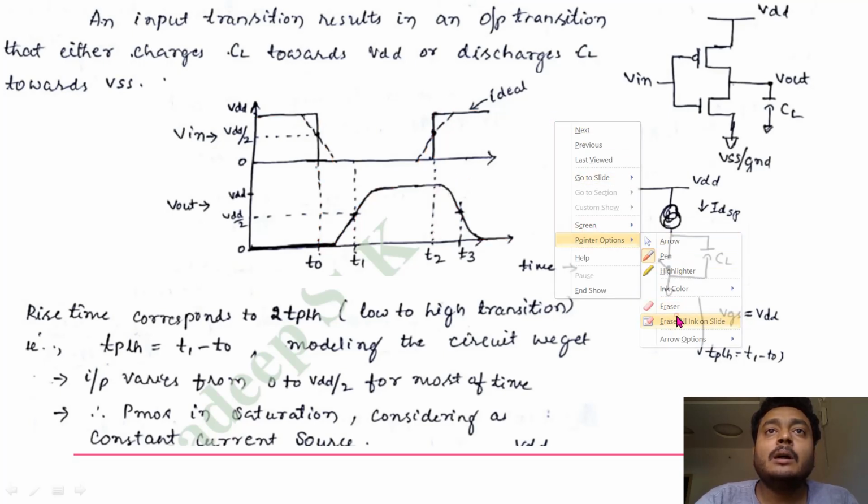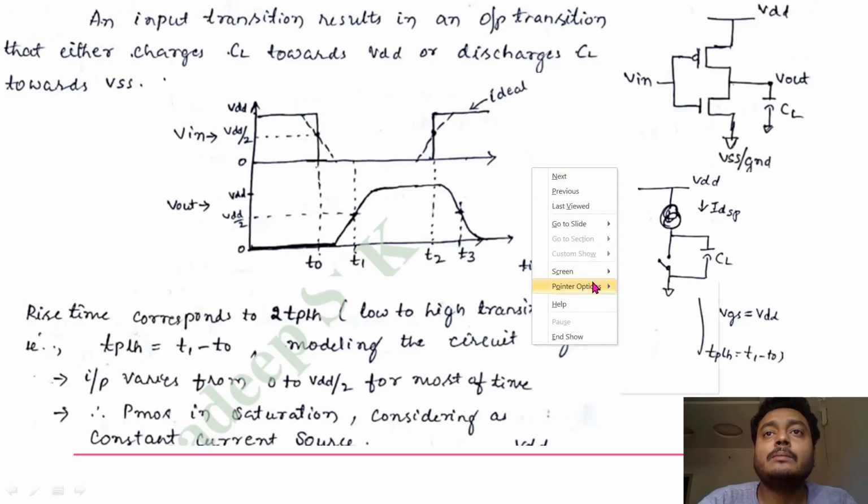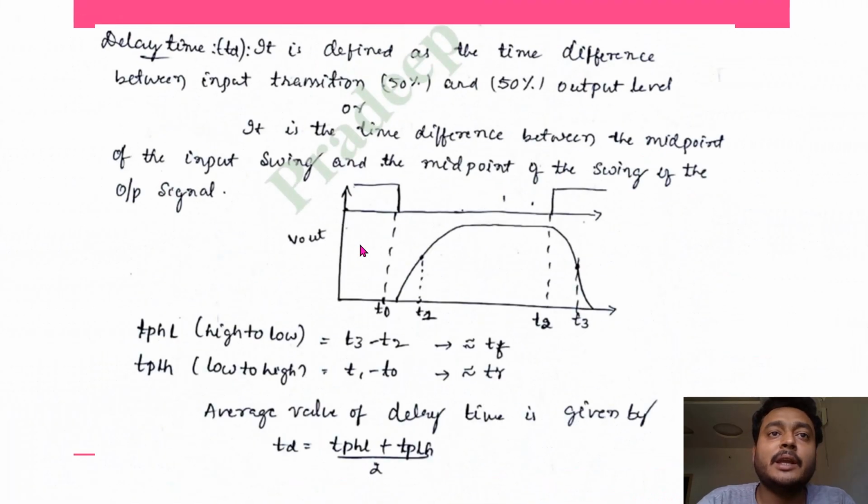In this case, we will go for identifying rise time and fall time. Before going to that, from the mid swing, that is, when the input changes, the output changes from 0 to VDD by 2. In this case, the time taken for going to the high level, we call TP low to high. This is what we just saw here.